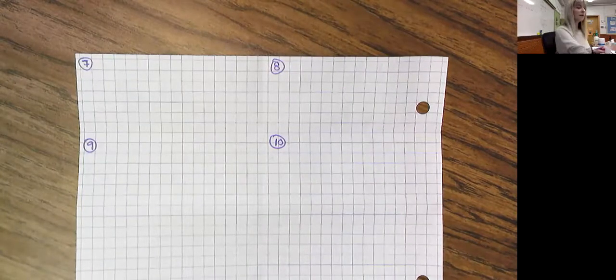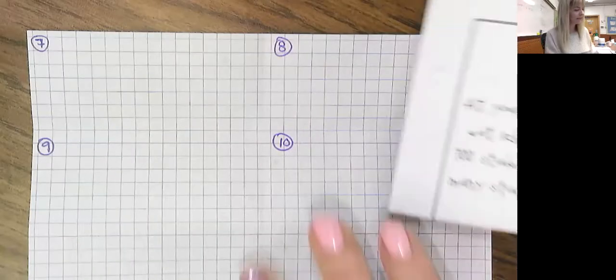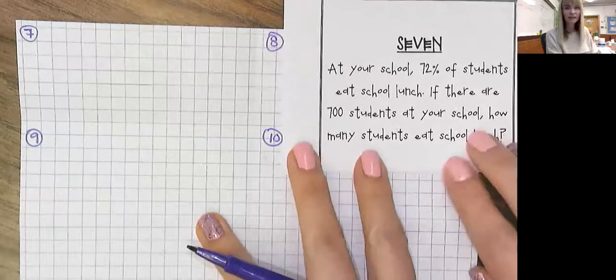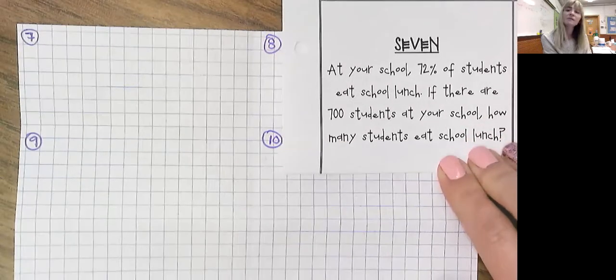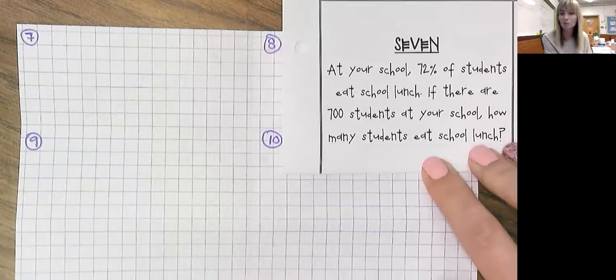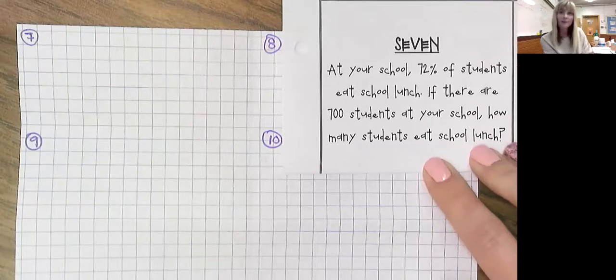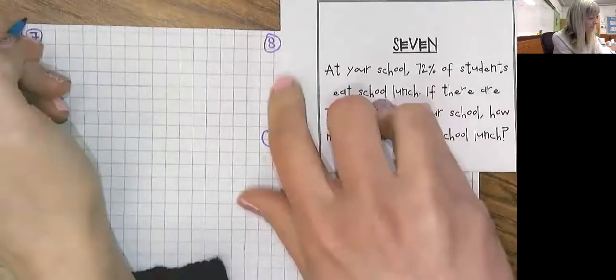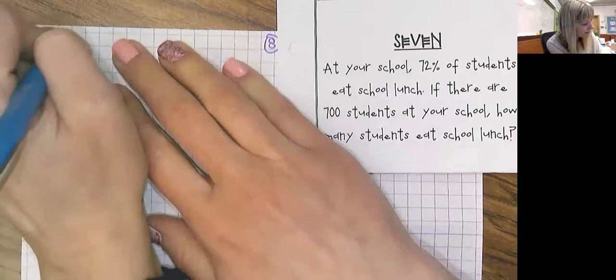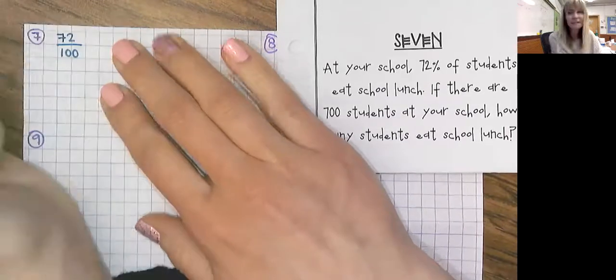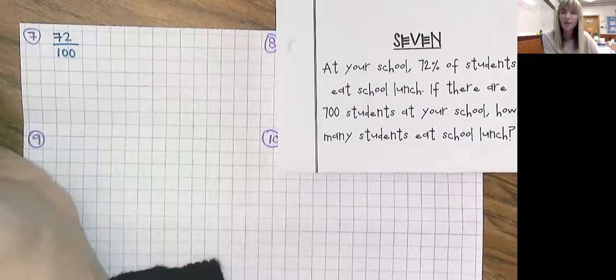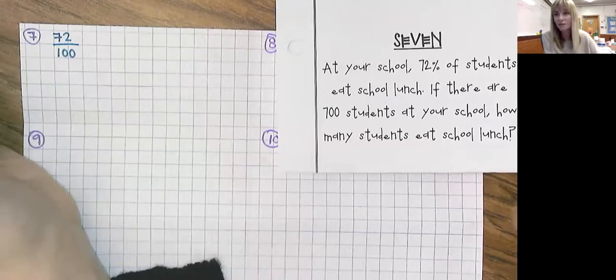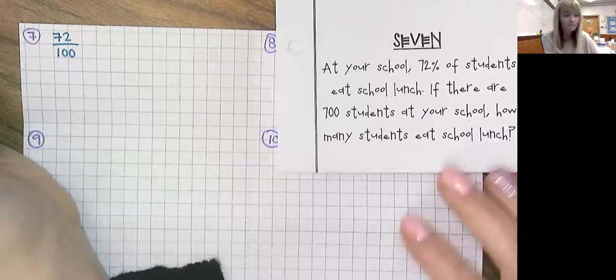So here is what question number 7 says. It's not in Canvas because we're doing it together right now. So question number 7 says, at your school, 72% of students eat school lunch. Ooh, do you remember how immediately, if they give me a percent, I'm going to start going P over 100? So I'm just going to go right away 72 over 100. Instead of using y equals kx, we are now using P over 100 equals A over B, or equivalent ratios.